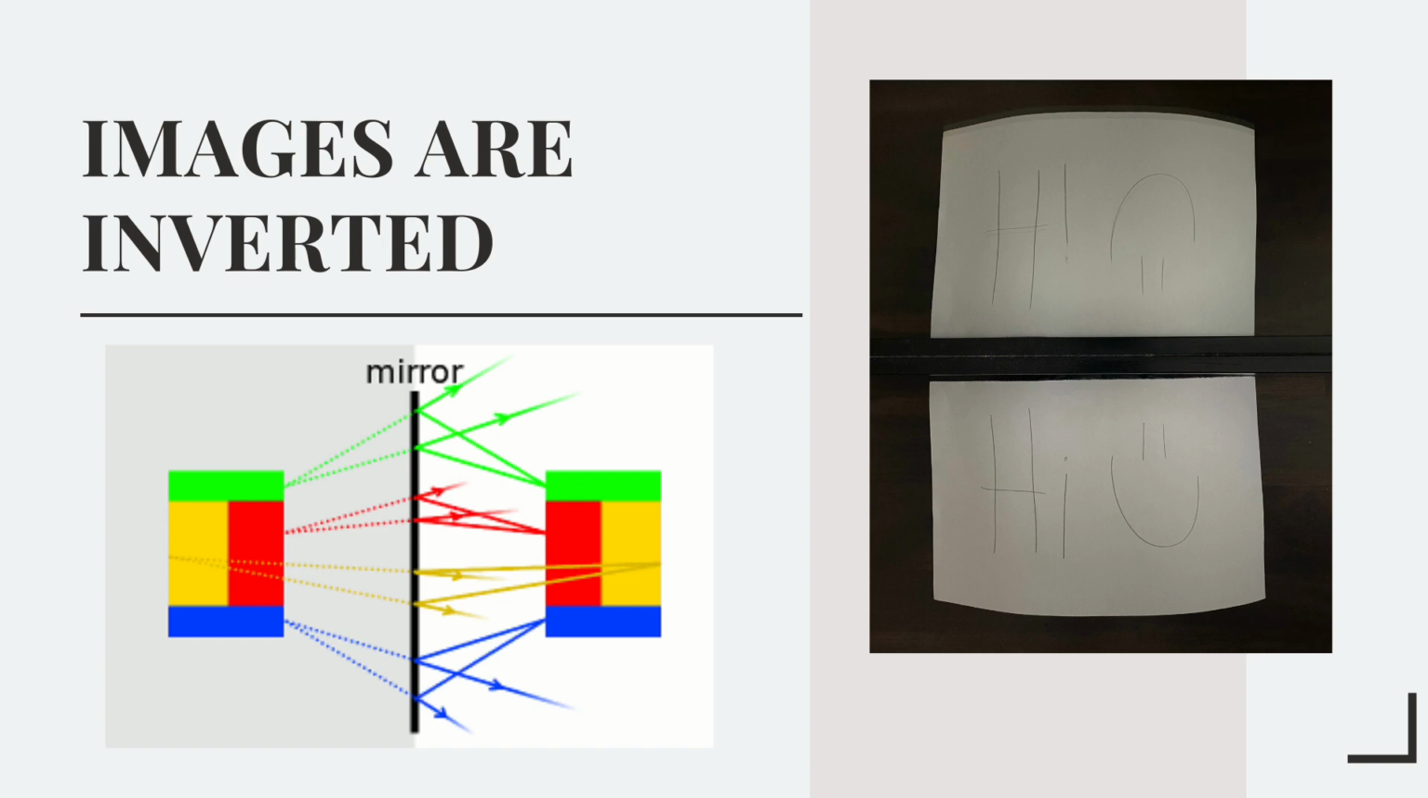Another thing to note is that images are inverted. Mirrors do not flip left to right, but instead they flip front to back. As we can see in both images, everything that was on the right stays on the right, everything that was on the left stays on the left, and the only thing that changes is the front and the back.